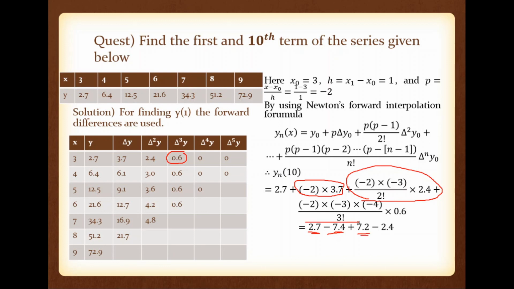Now what about this term? Minus minus minus, it is negative. So this is 2 into 3, so these two terms are cancelled. So what is left? Minus 4 into 0.6, so that is minus 2.4, this term. Okay, so what is the final value? 2.7 minus 7.4 plus 7.2 minus 2.4. So this is equal to 0.1.